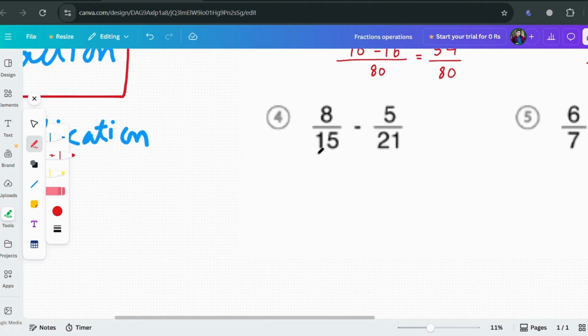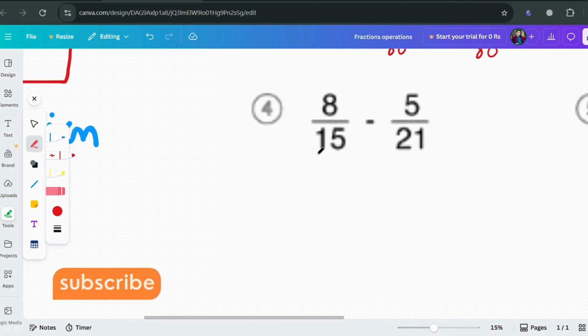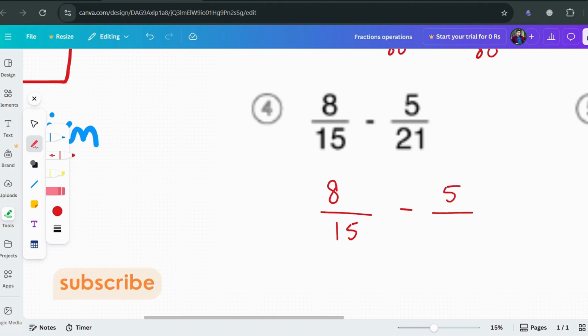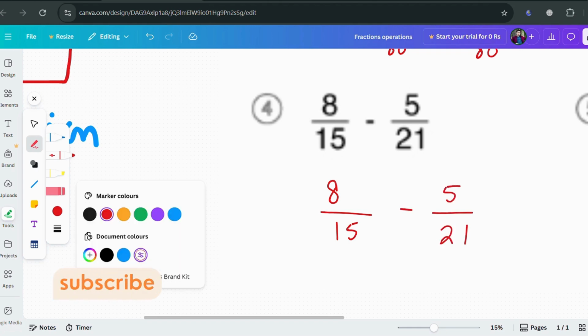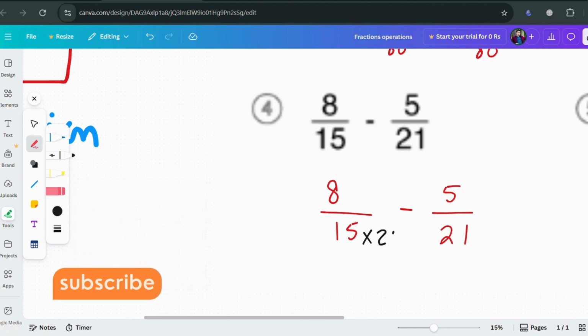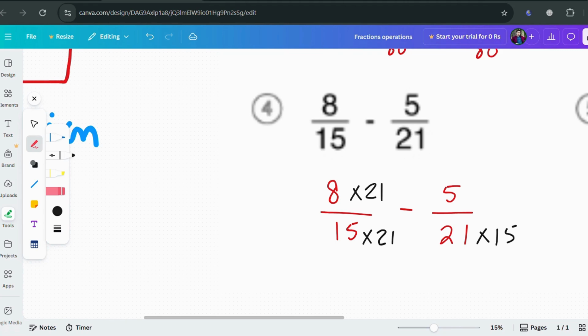That's 8 over 15 minus 5 over 21. In order to find the common denominator, I'm going to perform the same exact operation that I just did, because usually it's difficult for kids to find the common denominator. So you can simply multiply it that way. You're going to use the other denominator and multiply it that way. Can you see the way that I'm doing it?